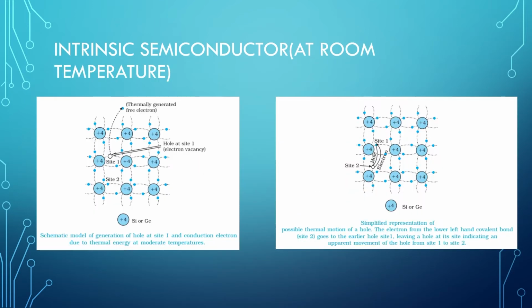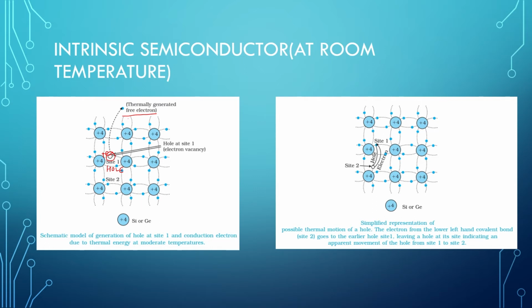Let us see how. Now, as you can see in the first diagram, at room temperature, the thermal energy may cause a few of the covalent bonds to break. And when a covalent bond breaks, an electron becomes free. So, if this electron has become free, then the interesting part here is that it will leave behind a vacancy. And this vacancy we call the hole. Now, since this atom has lost one electron, it has got a positive charge, that is plus e. So, the hole is actually equivalent to a positive charge plus e.